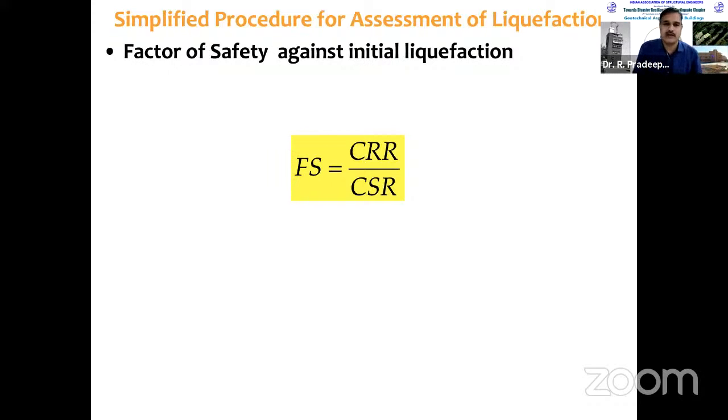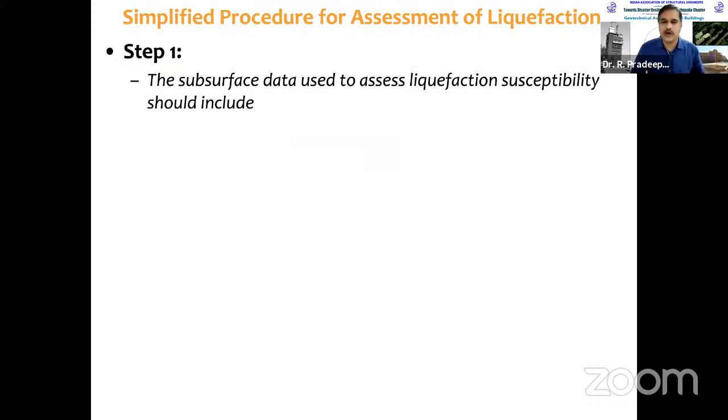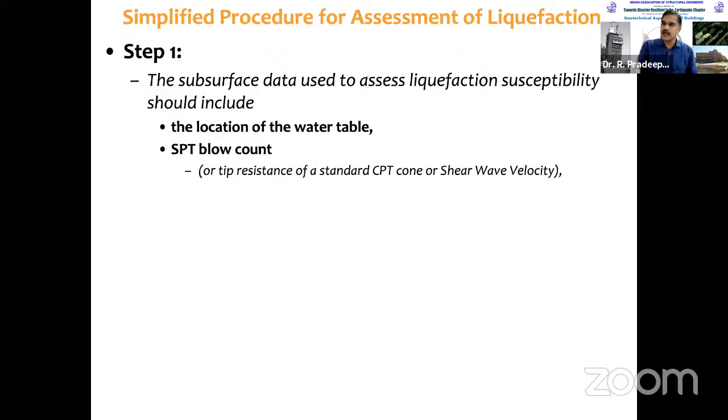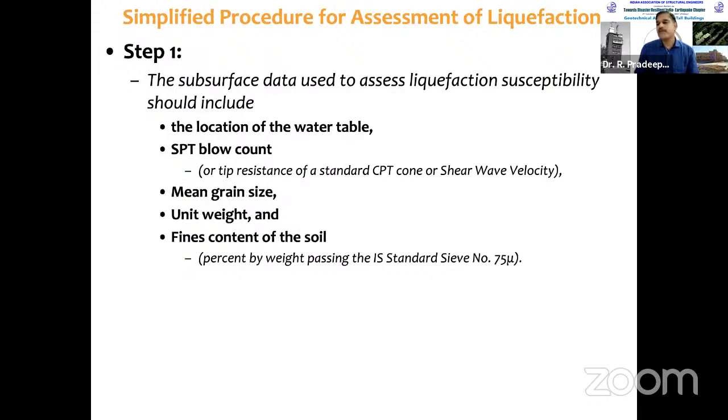Let's look at the procedure given in the code. So step 1: subsurface data. So get the data. What kind of data do we want? Number 1 is the location of the water table, where it is, and then SPT blow count at different layers in the soil strata, and then mean grain size, then unit weight, then fines content. These are the parameters which we need to get from the geotechnical exploration investigation.